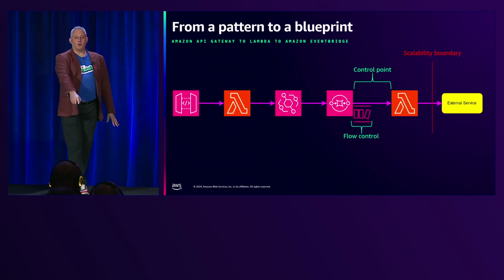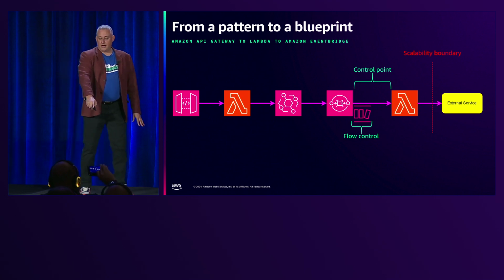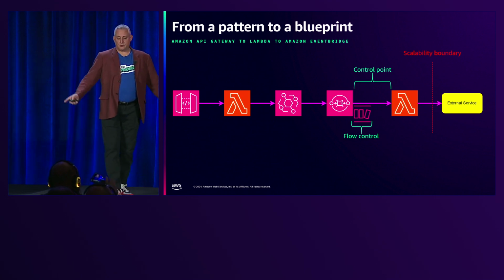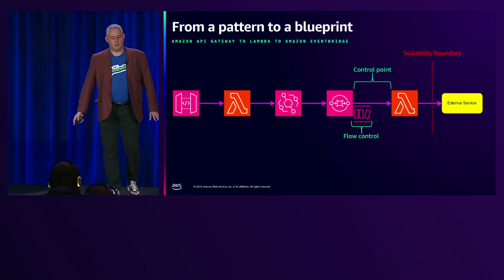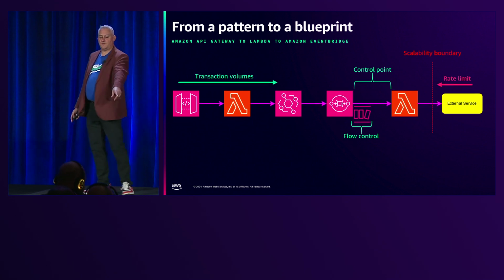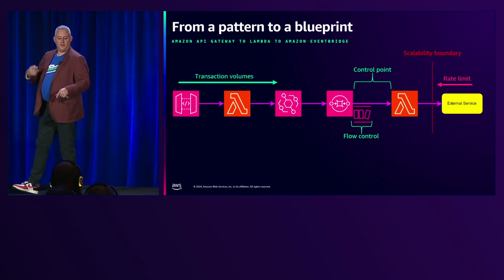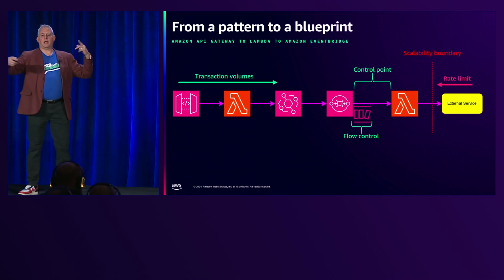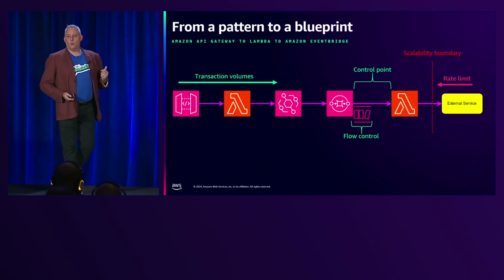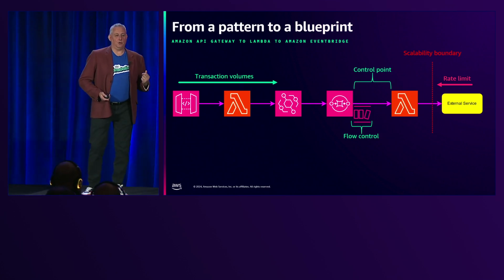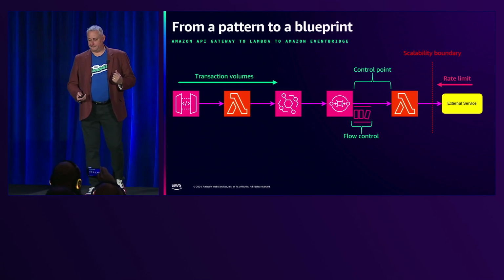We also need to think about flow control. We need to configure the flow control through SQS so we don't overrun things. But we need to know the transaction volumes. We need to know the rate limits. Then we can use the calculations to work out how to configure this so it works every single time, all the time.